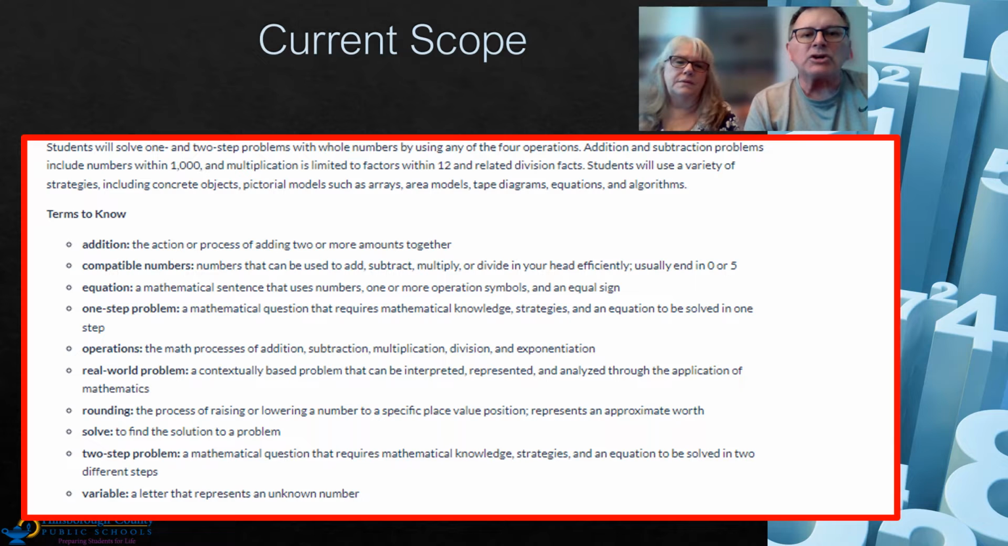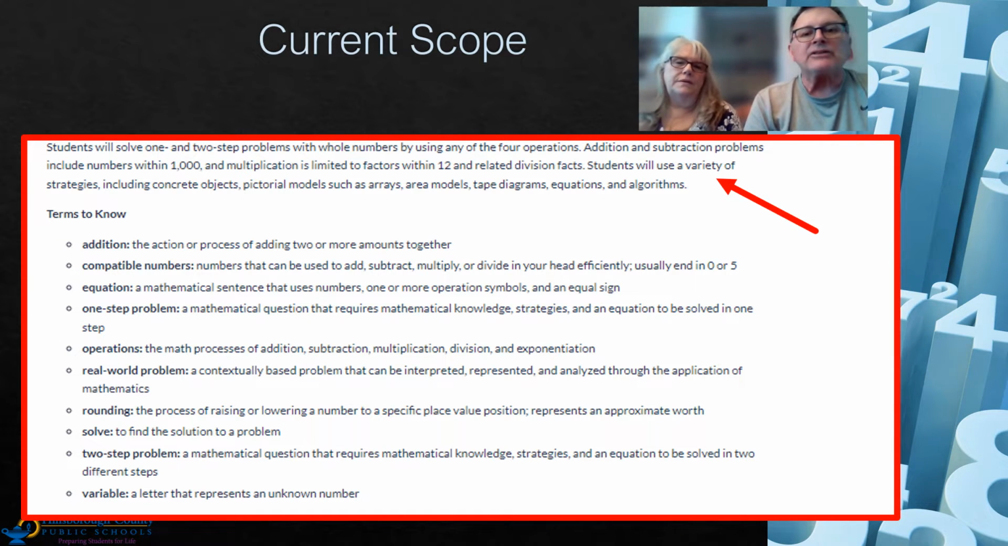Within this current scope, the vocabulary or academic language you see there should be front and center on your boards as you focus and facilitate the explorers within this scope or unit. The language should be used by both you and the students.